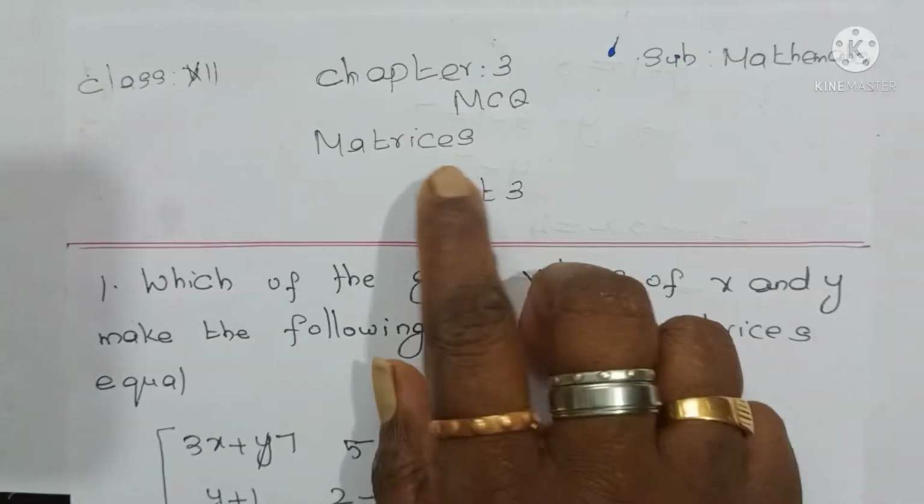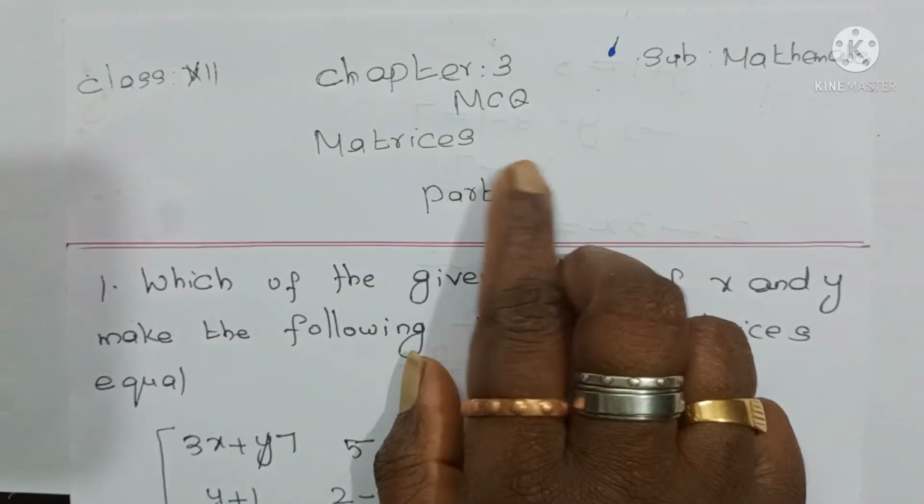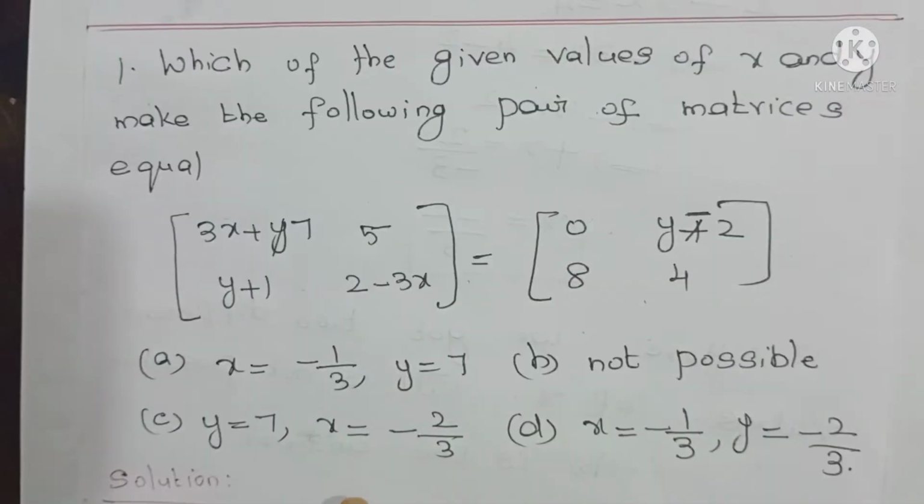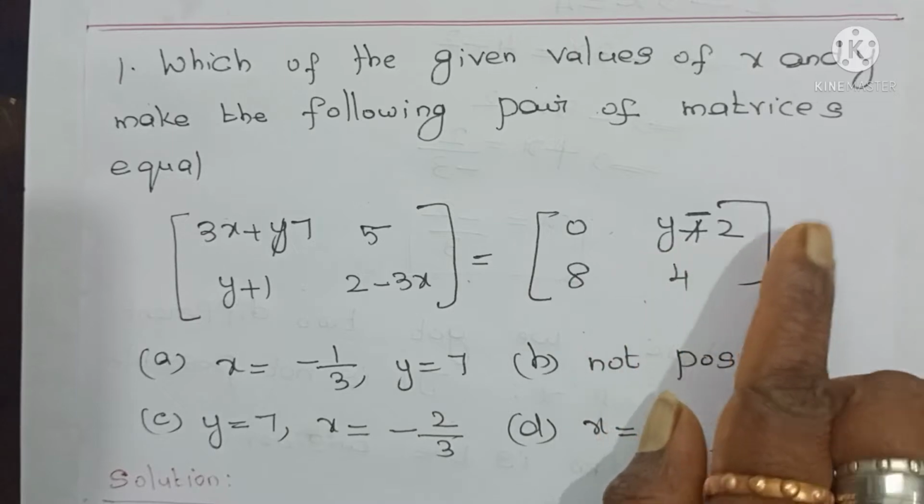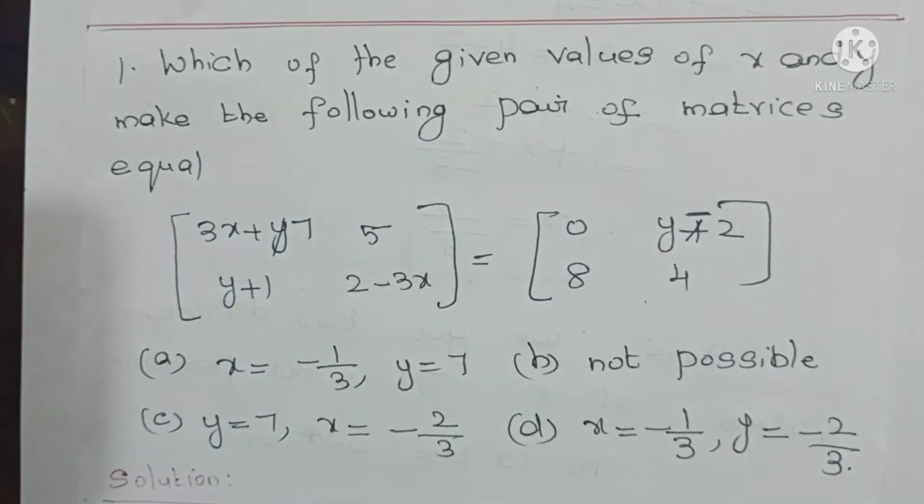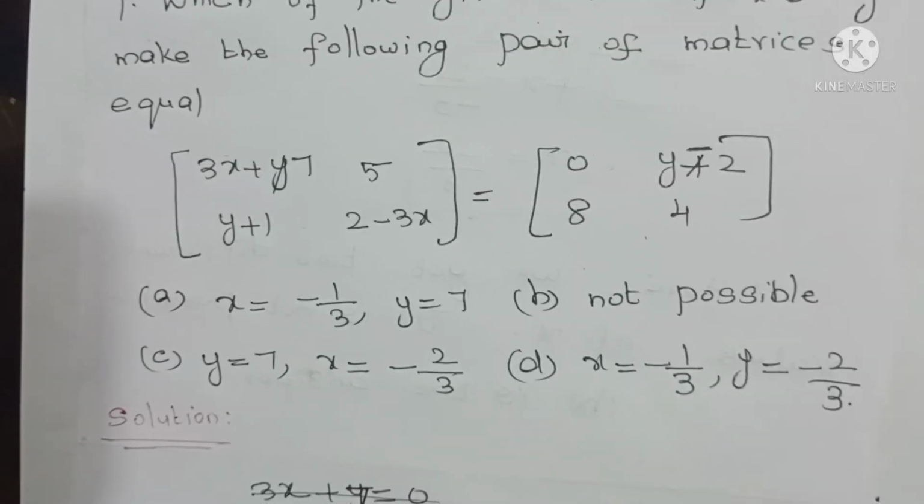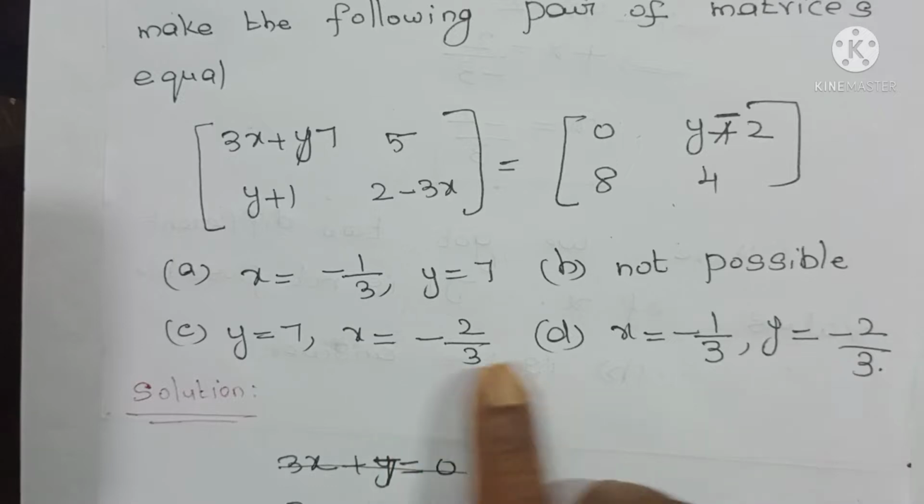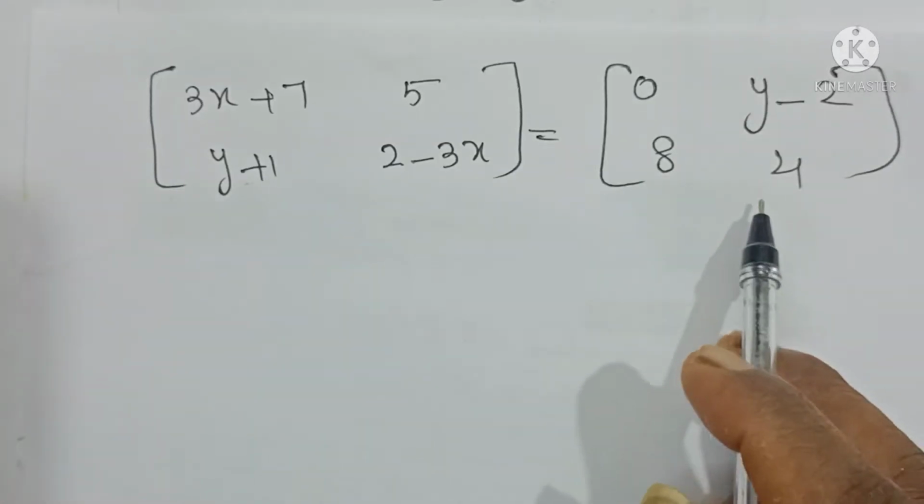Come, let's start. Chapter 3 matrices MCQ part 3, subject mathematics, class 12. First question: which of the given values of x and y make the following pair of matrices equal? They have given one equation, then options, and we have to find x and y. So they have given this equation.